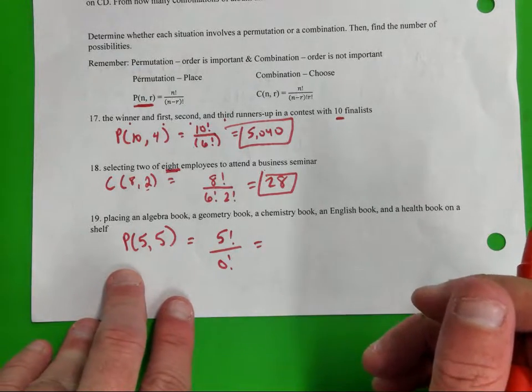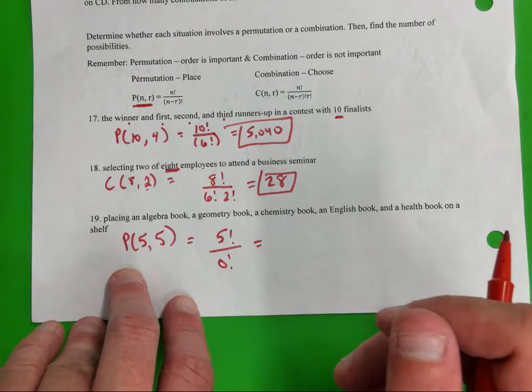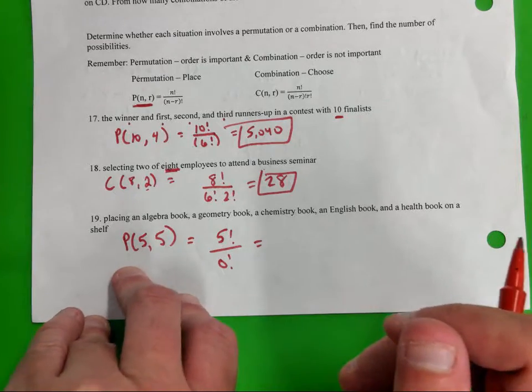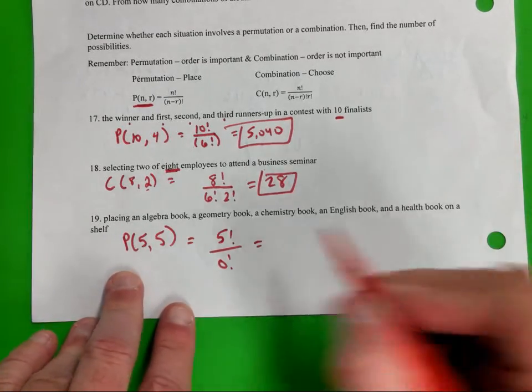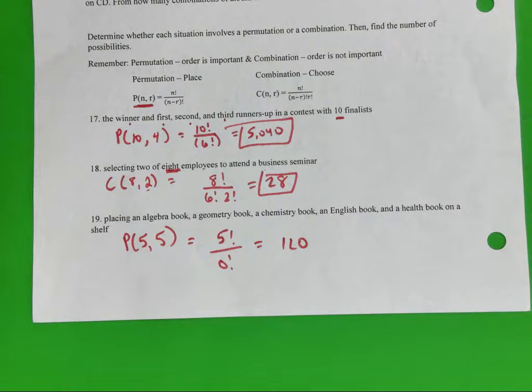Let's do that again. 5 times 4 is 20. 20 times 3 is 60. 60 times 2 is 120. 120 times 1 is 120. Very good. We just had a number talk. Number talk is where you talk about numbers, like in elementary.